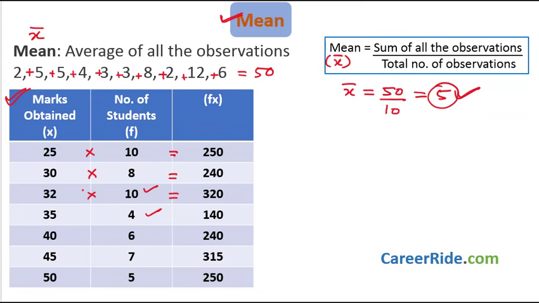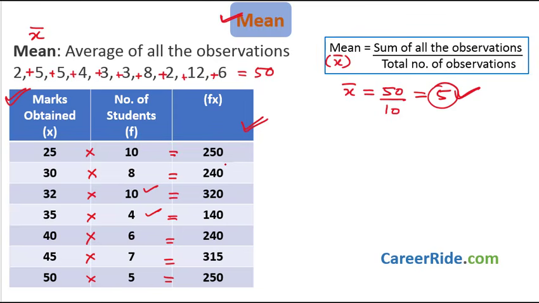So what I'm doing is multiplying the first column by the second column and getting my third column, right? That is fx. The third column is fx. So the frequency multiplied by the data is the fx column, right? 35 marks by 4 students, 140. So this is how you get the data for the third column here.